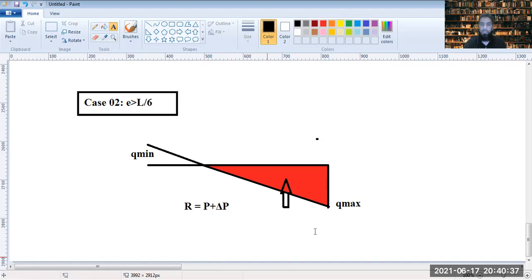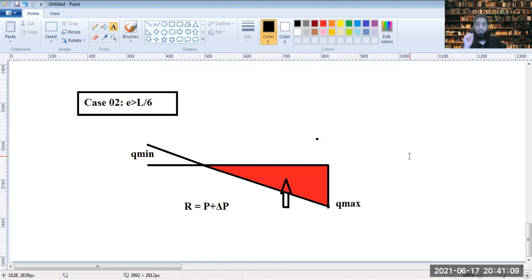But if that is crossed, like E is greater than L by 6, then we have to redesign the system for a case where the resultant soil pressure is still manageable within the limits. So at this point, we are now aware of the soil pressures which are coming onto the footing, on which the footing design is based.